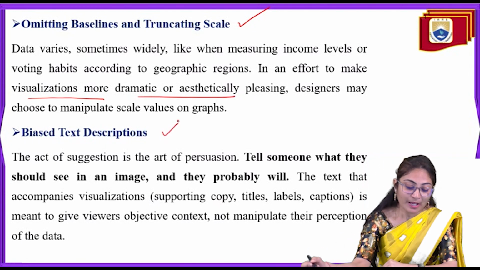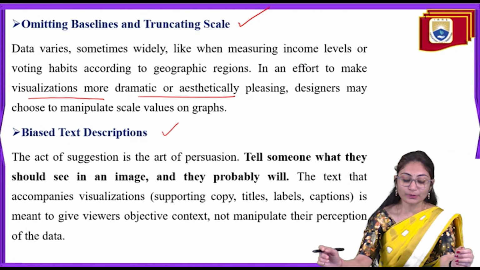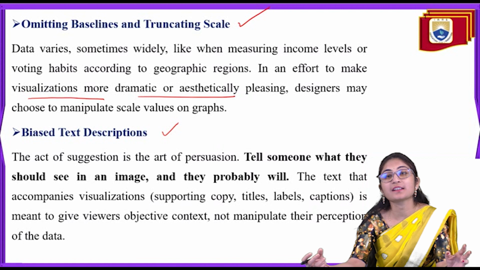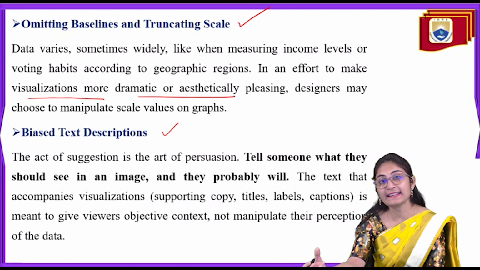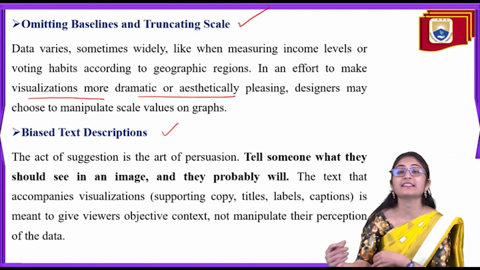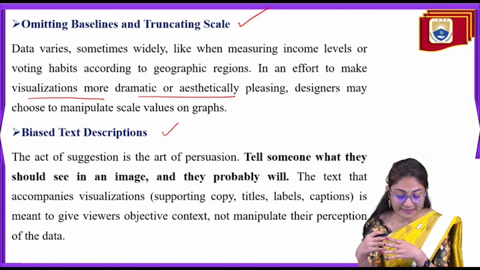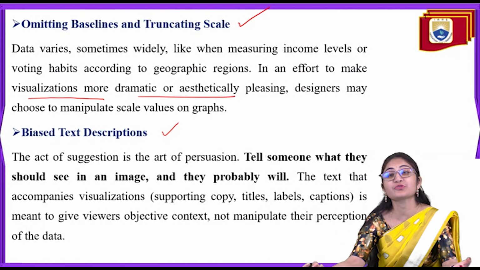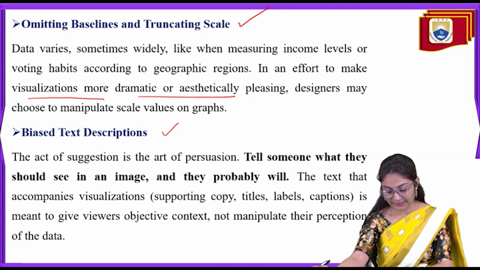Then the next one is biased text descriptions. This is the act of suggestion, an art of persuasion: tell someone what they should see in an image and they probably will. So the text that accompanies visualization, like tables, titles, labels, and captions, should give viewers objective context, not manipulate their perception of the data.